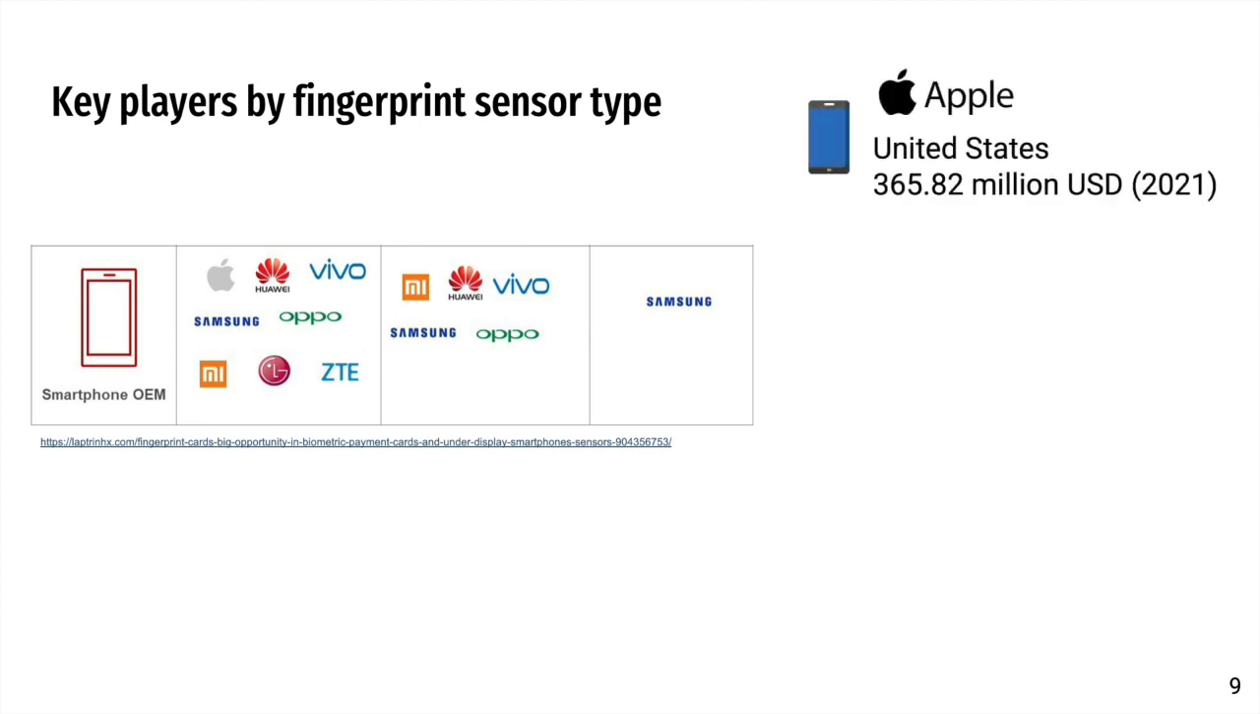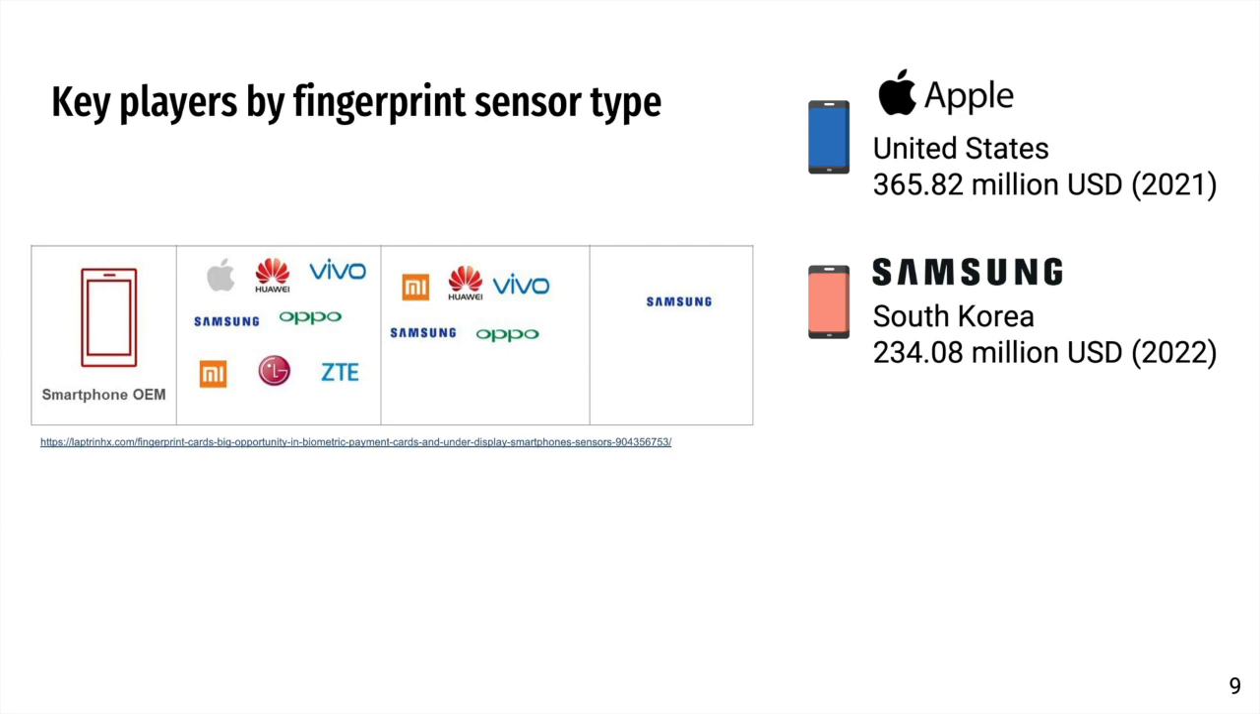Apple, based in the United States, is recognized for its iconic iPhones that integrate fingerprint sensors, providing users with secure and seamless biometric authentication through Touch ID. Samsung, a South Korean company, is a leading global smartphone manufacturer known for its flagship Galaxy series. Samsung devices feature fingerprint sensors embedded in the display or placed on the rear, offering convenient and secure unlocking.